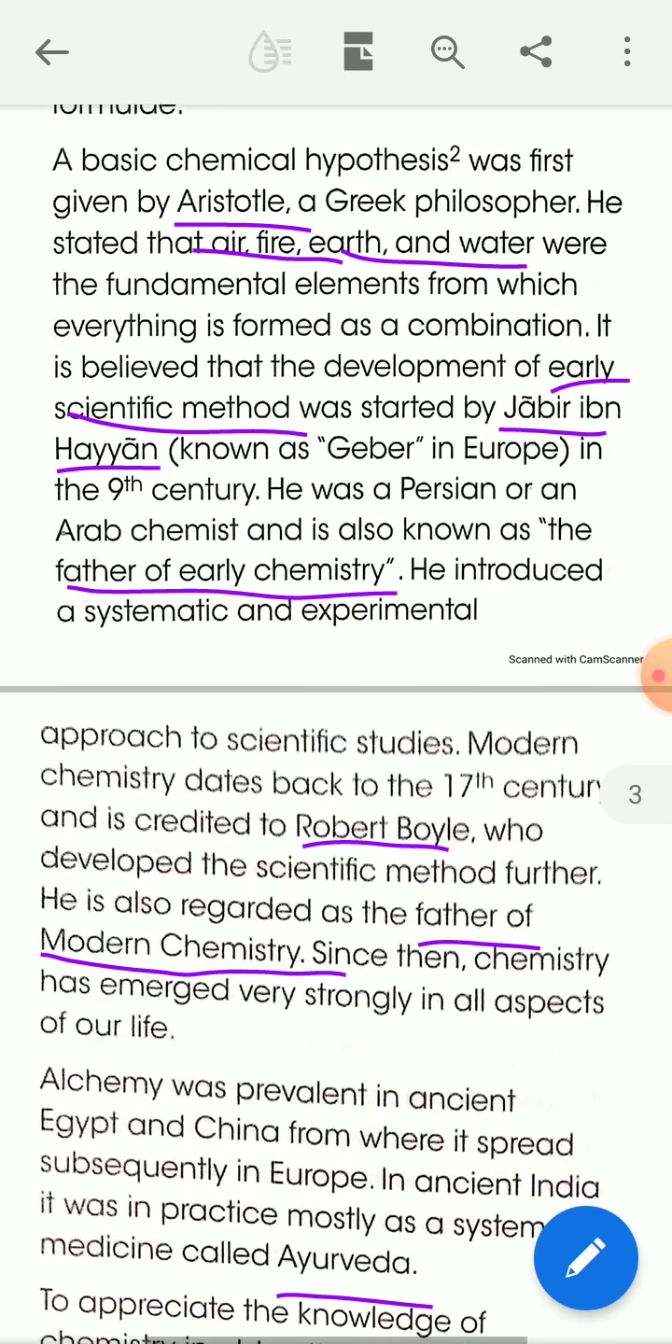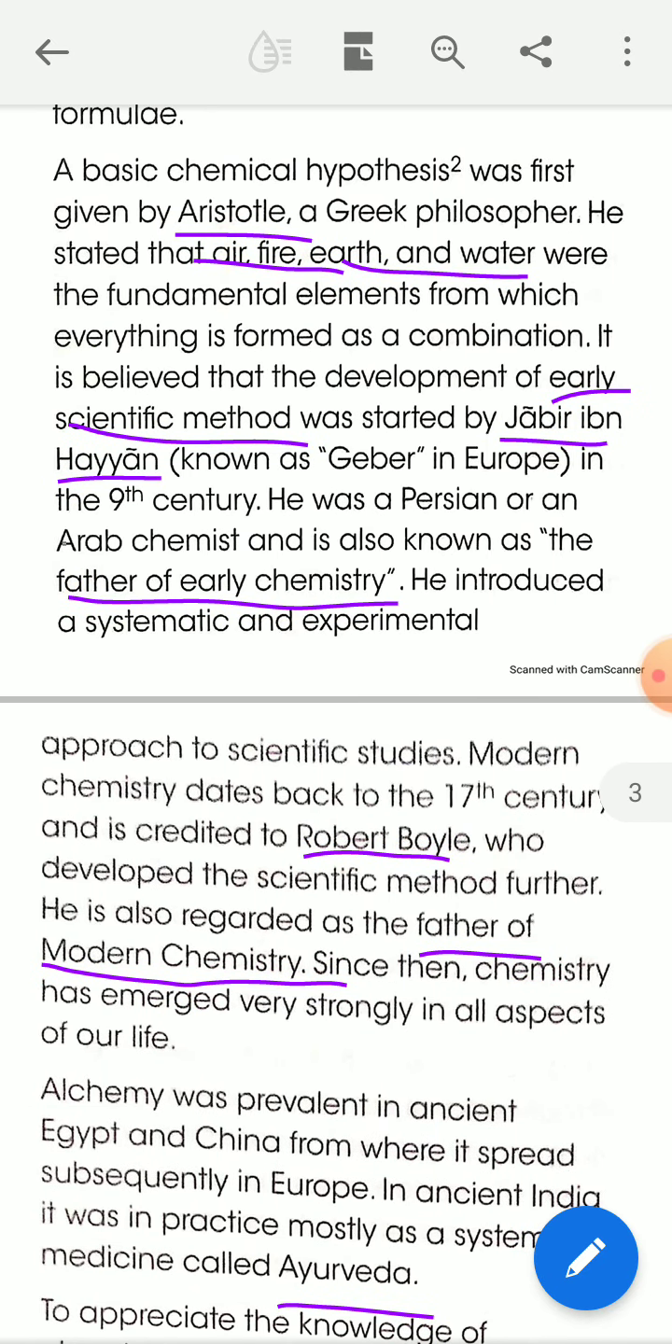Now see, first Aristotle gave a basic chemical hypothesis. So who was Aristotle? Aristotle was a Greek philosopher, and he stated that air, fire, earth, and water were the fundamental elements from which everything is formed as a combination.